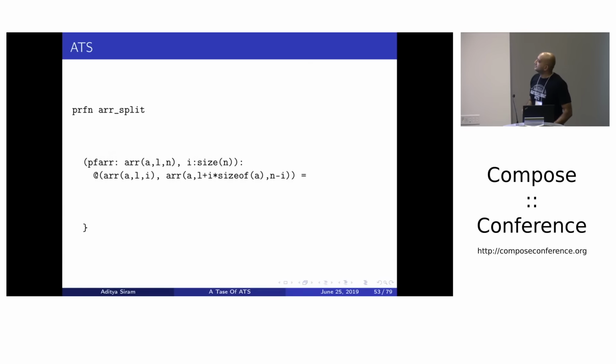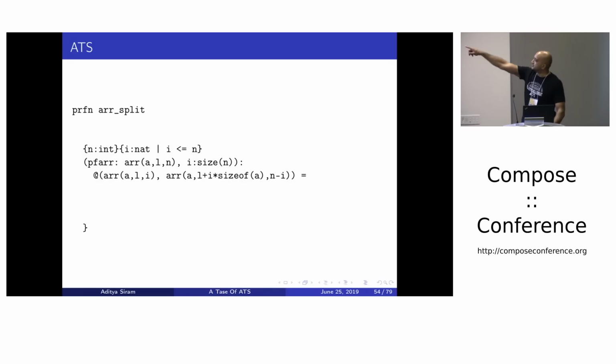Most importantly, we have the arguments. The arguments are a proof of an array starting at some address L with some length n, and I, which is some length, statically known, and the return type is a tuple of an array starting at address L of length I, and an array starting at L plus I times the size of A. That means bump that I number of times in the array, start there, and go to the end. And the length of that array is going to be n minus I. And this is all statically proven.